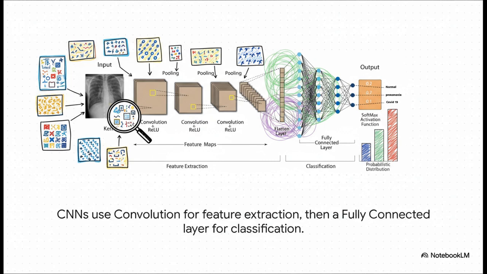Over on the left, you've got the feature extraction part. That's where we stack up a bunch of these convolutional layers, and each layer learns to spot more and more complex features. Then all of that rich information gets flattened out and fed into a standard neural network on the right, what we call the classification part, and that's what makes the final call.